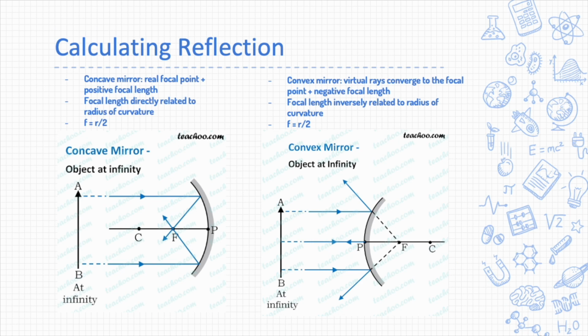In the convex mirror, the virtual rays converge to the focal point behind the mirror and are therefore given a negative focal length. The focal length is inversely related to the radius of curvature, so we use F equals R over 2, but the negative form.